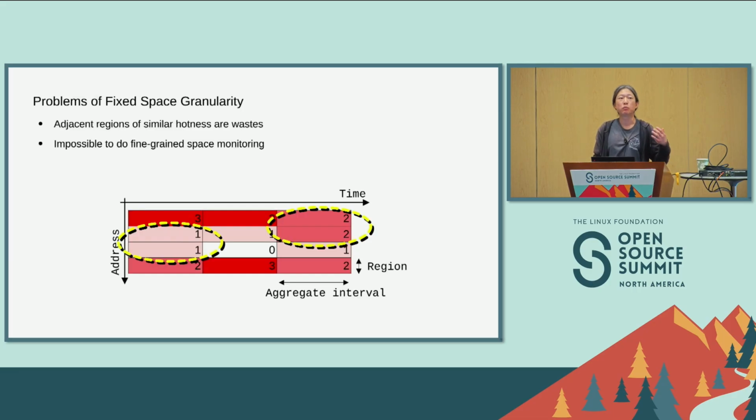Major problems that we have found so far with the fixed space granularity is that adjacent regions of similar hardness are just waste of the resource, right? And also because the granularity is fixed, we cannot do more fine-grained space monitoring finer than the fixed granularity. Sometimes we want to do that with very fine-grained granularity like page granularity or even bit granularity in future maybe, but we cannot do with the fixed granularity.